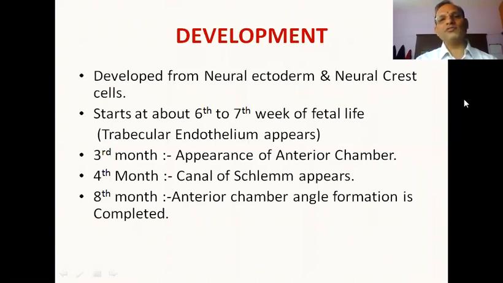This canal of Schlemm is present after the trabecular meshwork, and it connects to the various aqueous veins and the venous system of the eyeball, from where the aqueous flows out of the eyeball. At the eighth month, anterior chamber angle formation is completed.